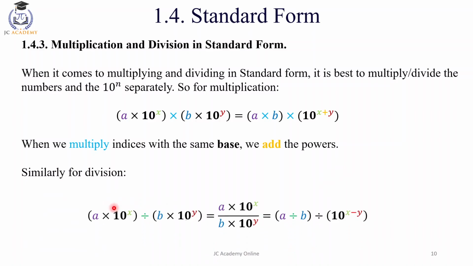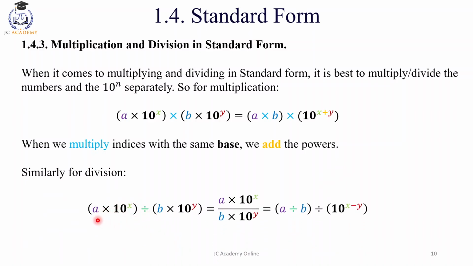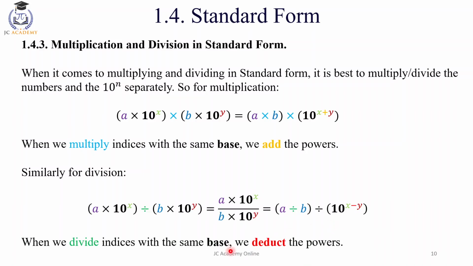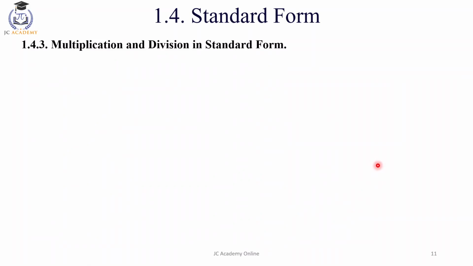Similarly for division, if we have two numbers in standard form and we need to divide them, just put one on top of the other and we do the numbers separately and the powers associated with 10 separately as well. But when it comes to dividing in standard form, we deduct the powers associated with the base number, which will be 10. Okay, so let's look at some examples.